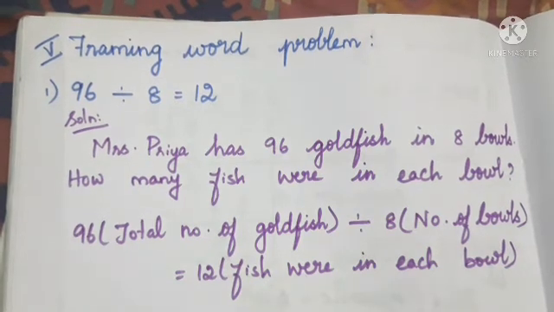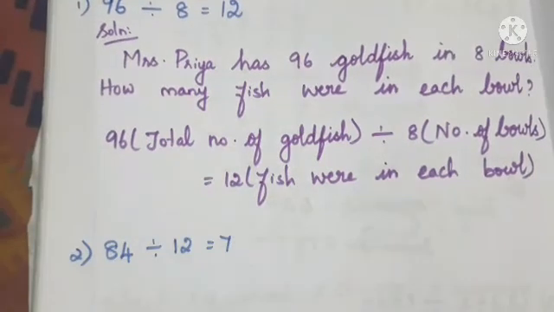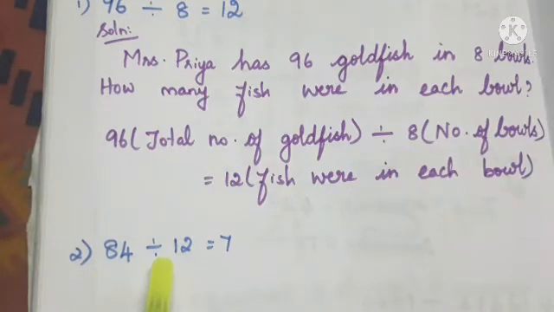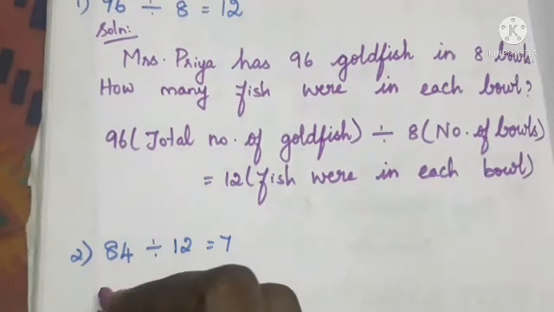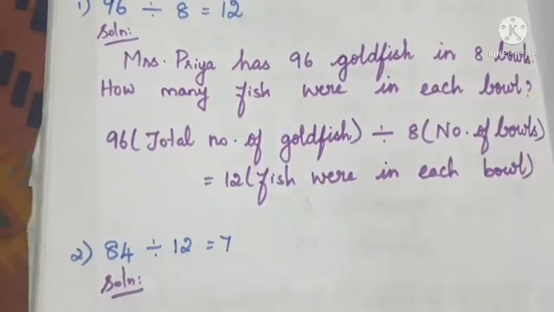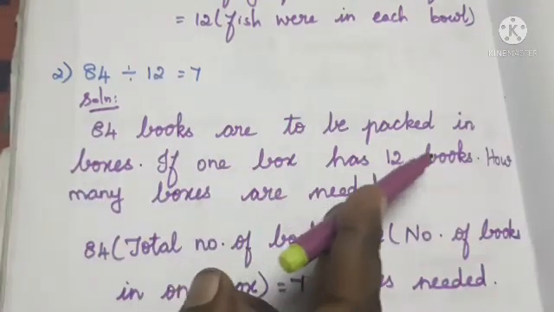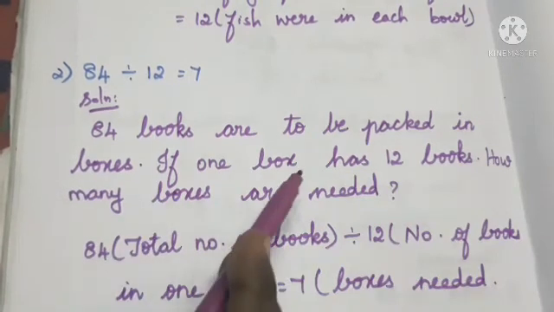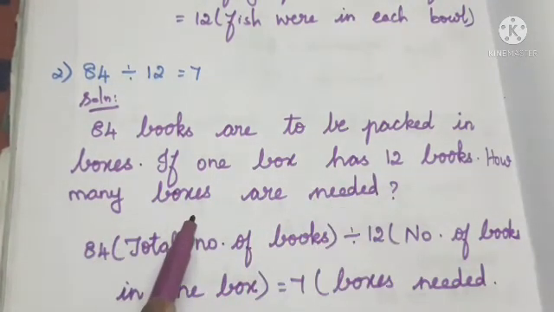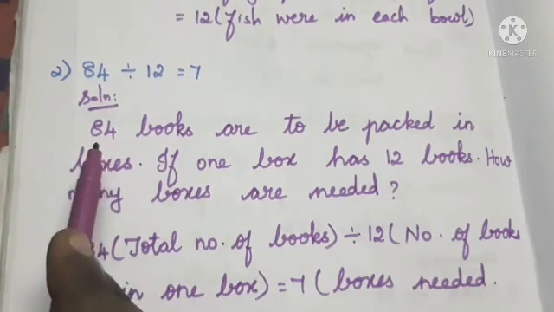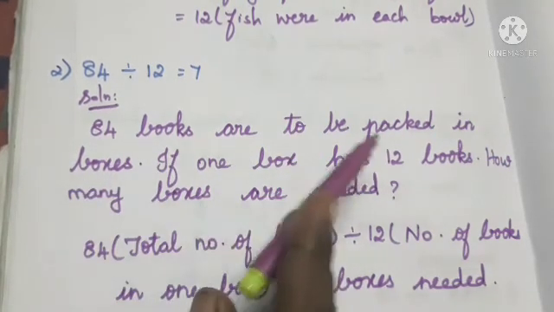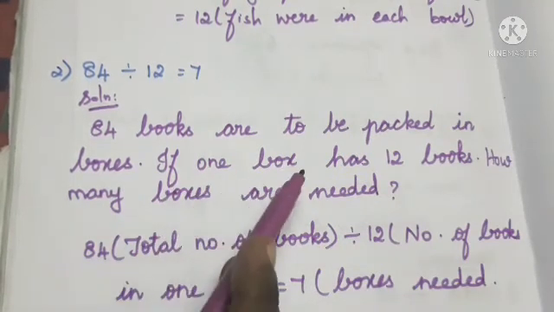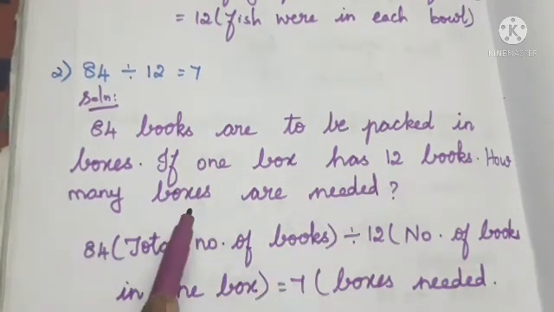Okay, let's see the next problem. Next we have to frame the word problem for the question 84 divided by 12 is equal to 7. I have framed the question as: 84 books are to be packed in boxes. If one box has 12 books, how many boxes are needed?